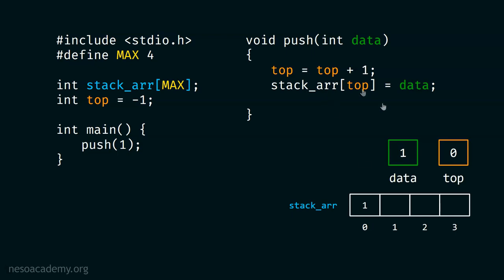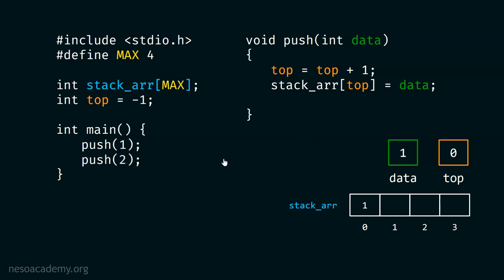stackARR[top]. We know that top is 0, so we can replace this by 0. stackARR[0] means this cell. So actually we are trying to store this value in this particular memory cell, right? That's it. This is all what we need.